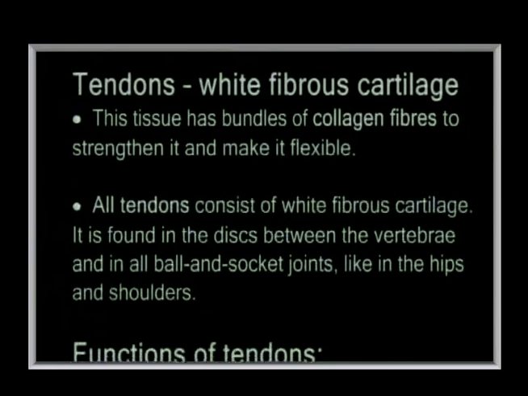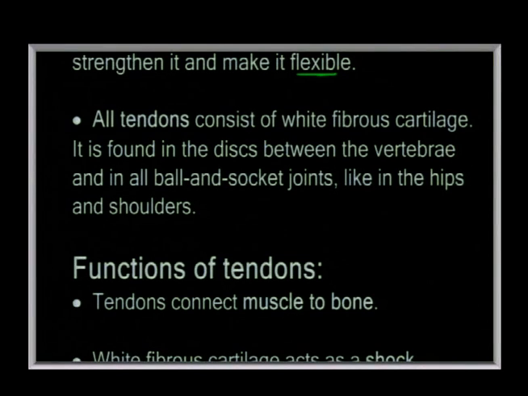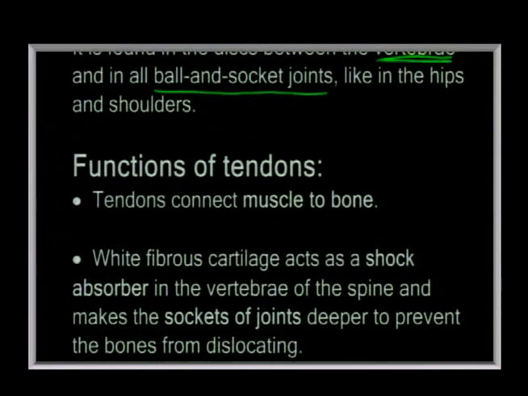All right, people, we've done bone tissue, we've done cartilage, now we look at tendons. Tendons are a specific kind of cartilage. It's actually called white fibrous cartilage, not hyaline cartilage, white fibrous. And here we're going to have our collagen fibers there to make it strong and also slightly flexible. So all tendons consist of white fibrous cartilage, okay? And where do we find it? We find it in the discs between the vertebrae, all right? We find it in the ball and socket joints, in the hip and shoulder.